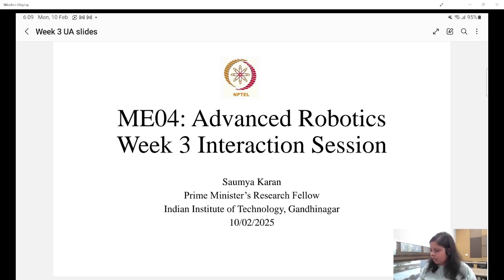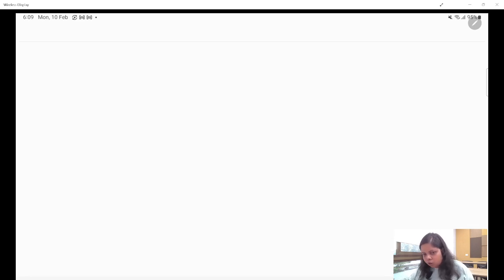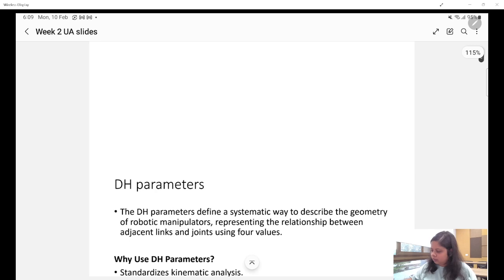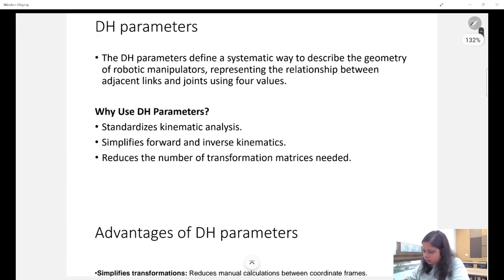But before that, since all of these are still based on DH parameters only, I would just take you through what we had studied in the last class so that it becomes easier to remember the things.